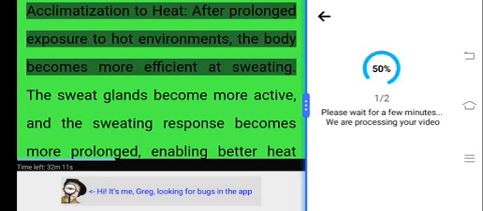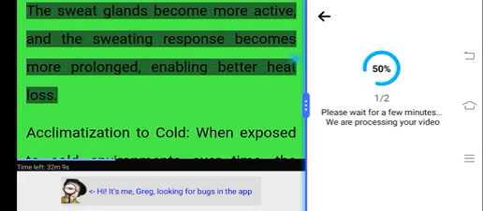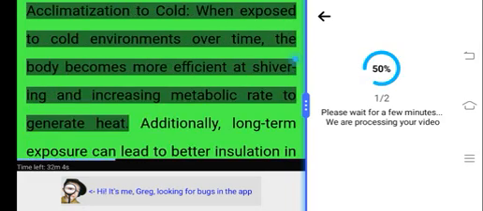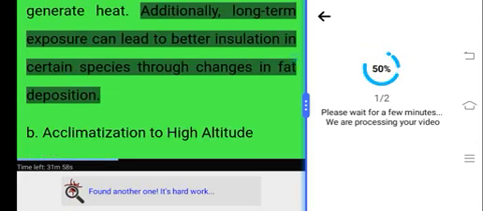Acclimatization to heat. After prolonged exposure to hot environments, the body becomes more efficient at sweating. The sweat glands become more active, and the sweating response becomes more prolonged, enabling better heat loss. Acclimatization to cold. When exposed to cold environments over time, the body becomes more efficient at shivering and increasing metabolic rates to generate heat. Additionally, long-term exposure can lead to better insulation in certain species through changes in fat deposition.